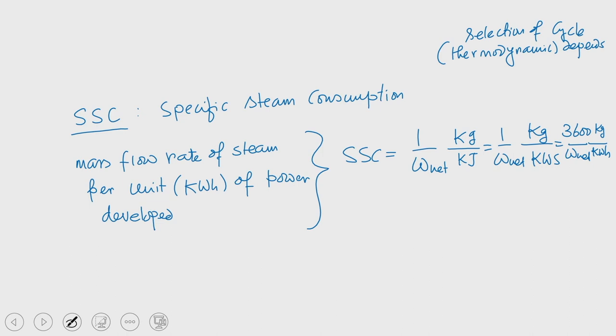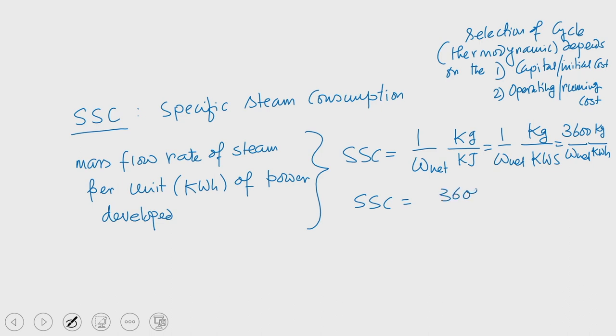depends on, number one, capital or initial cost, number two, operating or running cost of the plant. Now, why is this SSC an important index for the quality of the plant? Try to understand. You know that this SSC is nothing but 3600 divided by W net, kg per kilowatt hour.